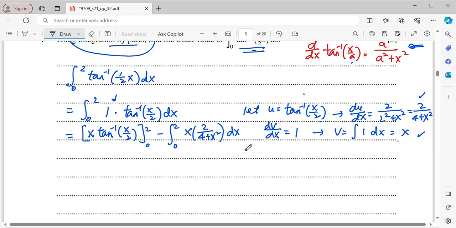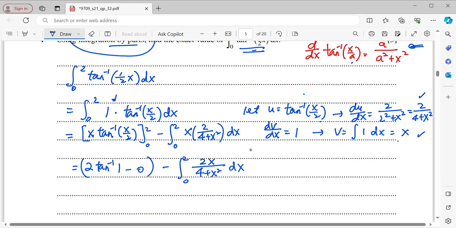Okay, so now the next step is just to replace the x by the upper limit, which is 2, first. So I will get 2 inverse tangent 2 over 2, which is 1, minus 0. Okay, and then minus, for this integration, that is 2x over 4 plus x squared dx.